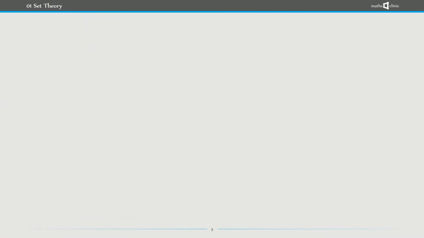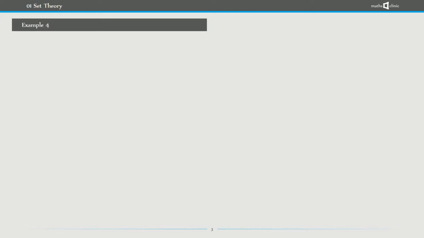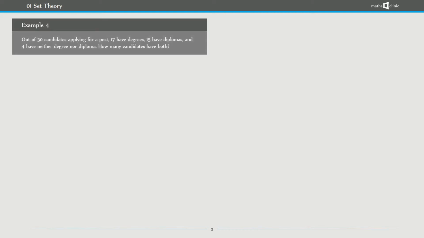Okay, and in this example, we'd be learning to solve problems using Venn diagrams. All right, and basically we have a problem here, and the problem says, out of 30 candidates applying for a post, 17 have degrees, all right, and 15 have diplomas, and 4 have neither degrees nor diplomas. Okay, now it says how many candidates have both.